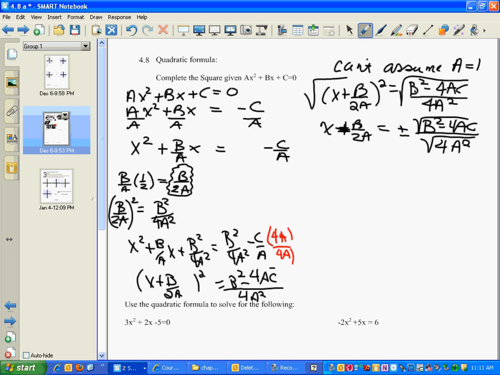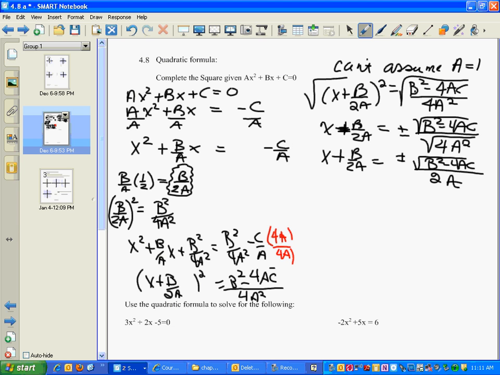So the numerator, I keep it at x plus b over 2a, and I get plus and minus. This numerator cannot be simplified, correct? But Rachel agreed that this can be 2a, because this is one term, and the square root of 4 is 2, and the square root of a squared is a. I forgot my plus.